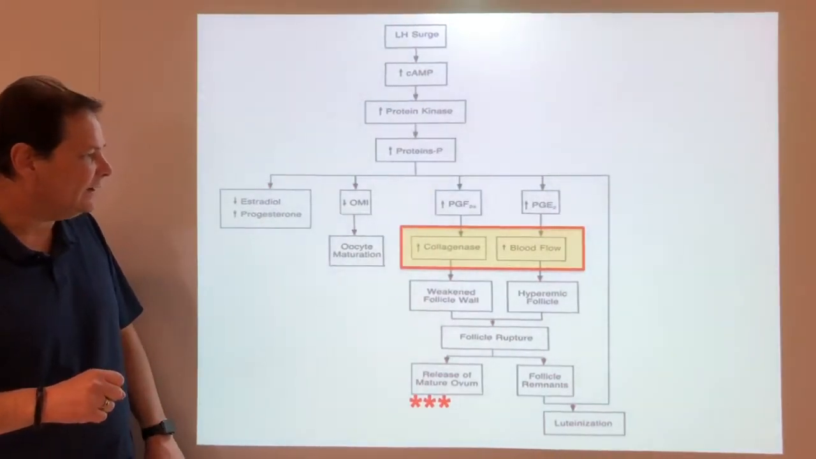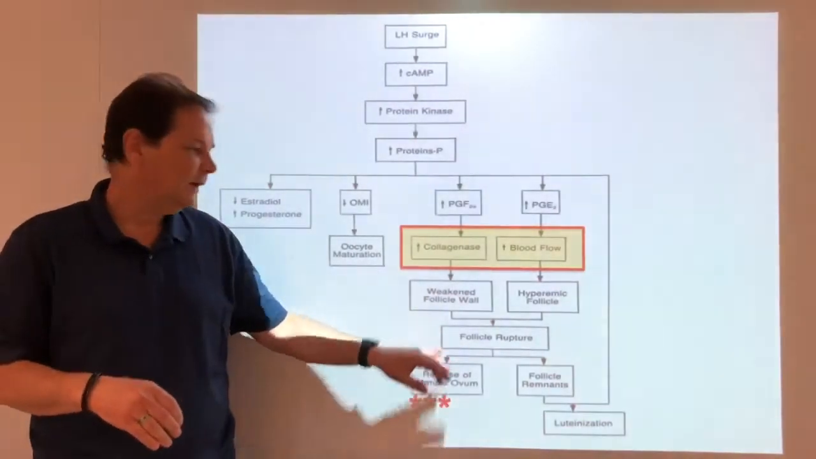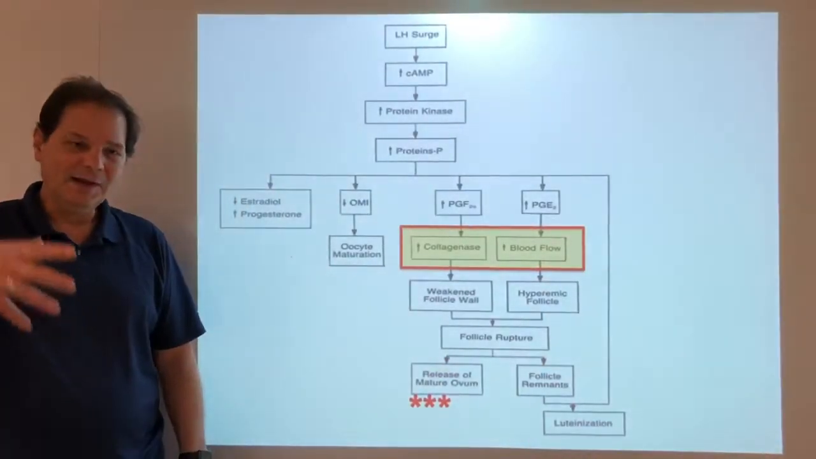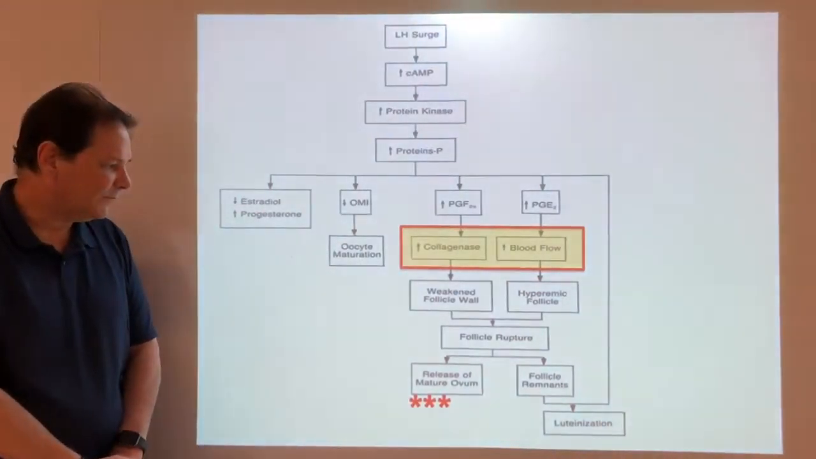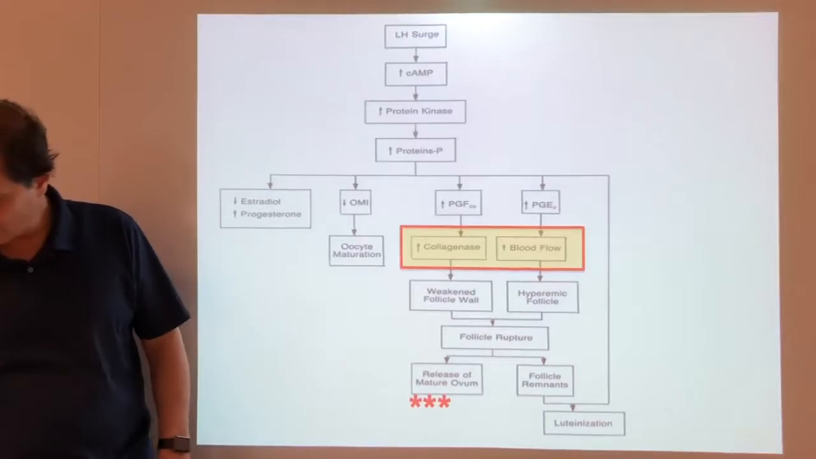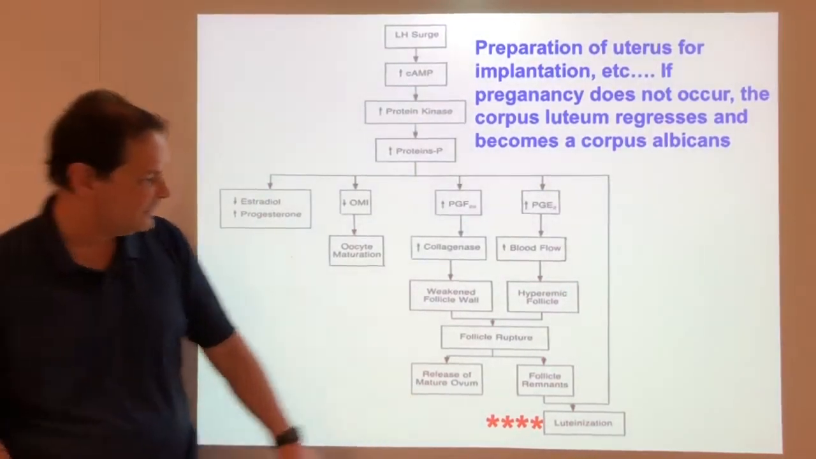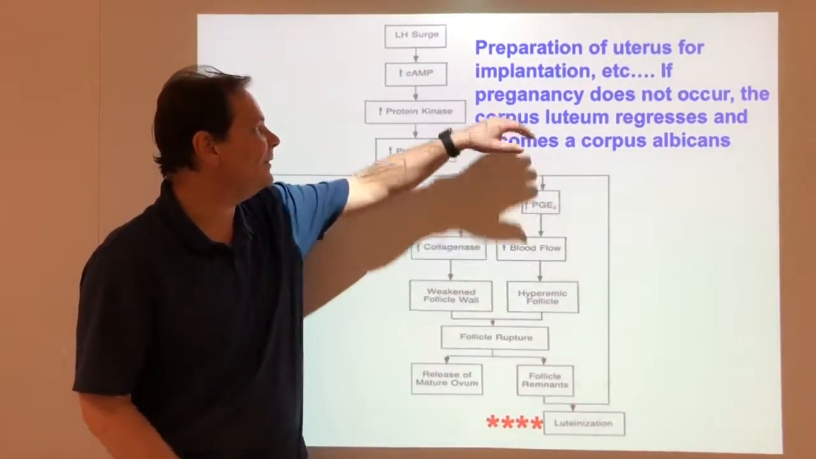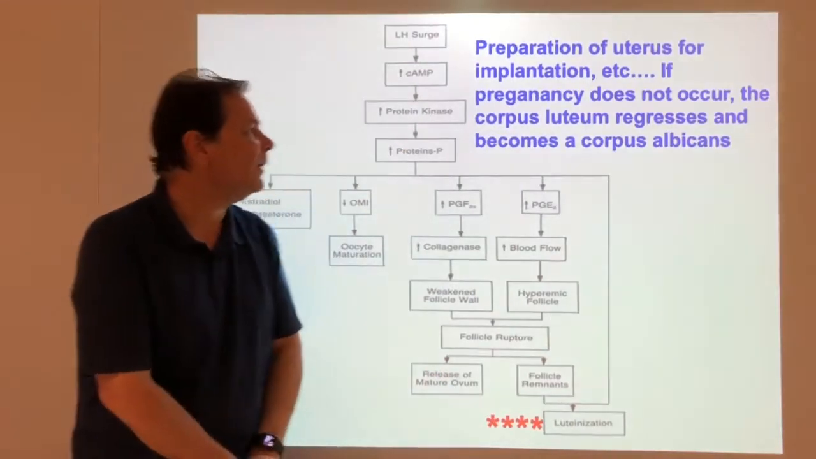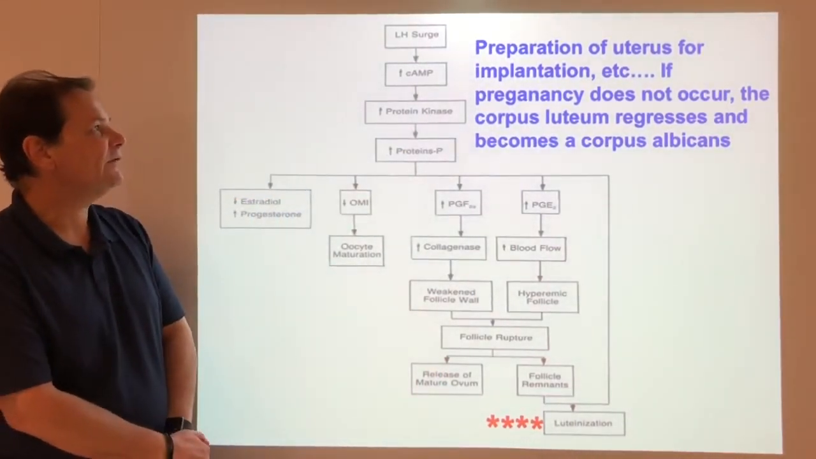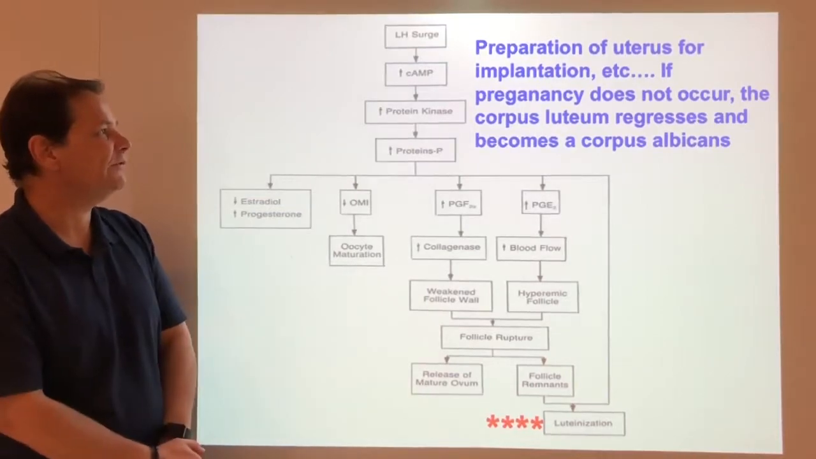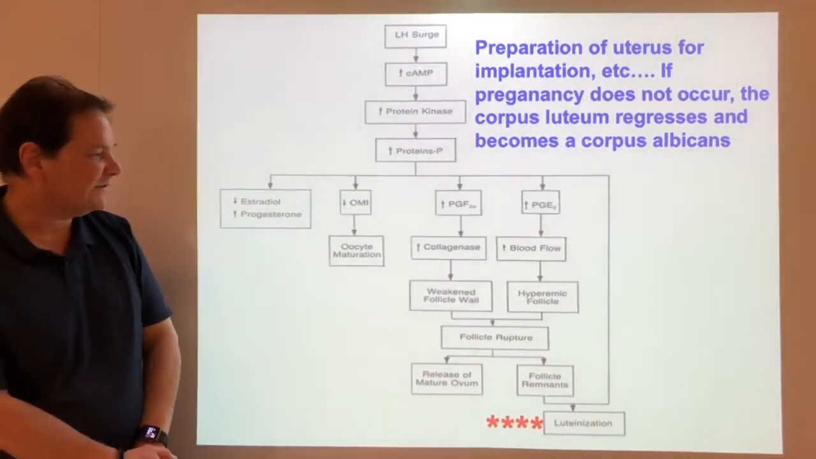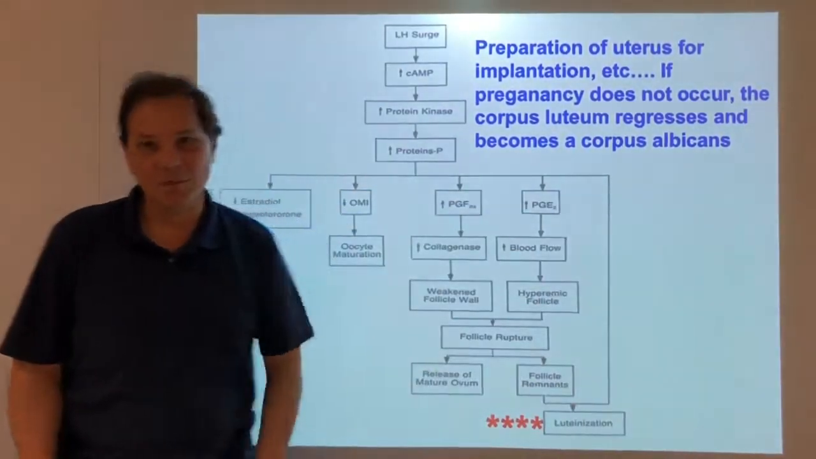But in the end, you get follicular rupture, and the ovum is released and gathered up by the fimbria, and gathered into the fallopian tubes. And the follicular remnants undergo a process called luteinization. That means they become a corpus luteum. And the corpus luteum secretes hormones which prepare the uterus for implantation. And eventually, if fertilization doesn't take place, it will regress and become a corpus albicans.